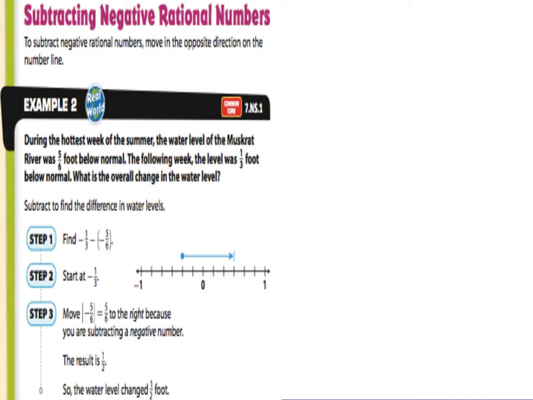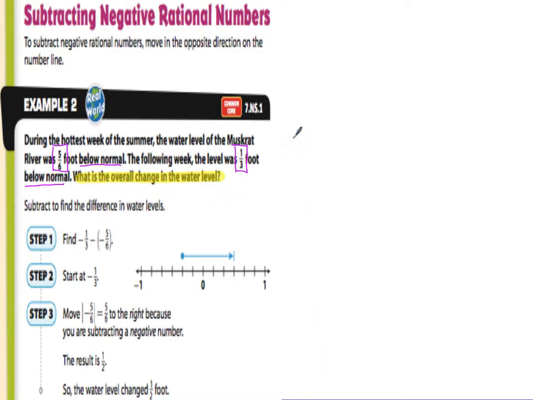So let's check this out again. Subtracting negative rational numbers. Now I have a negative minus a negative. During the hottest week of the summer, the water level of the Muskrat River was 5/6 of a foot below normal. The following week, it was 1/3 foot below normal. What was the overall change?